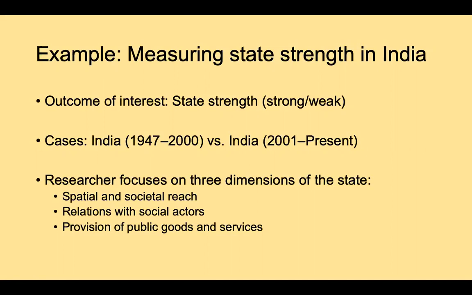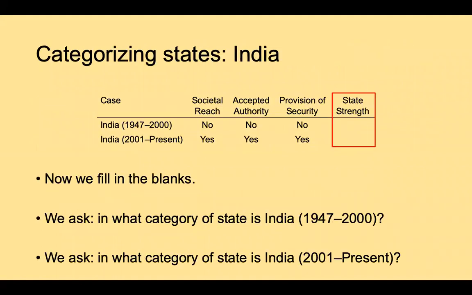So we've got then our research design, and I'm going to now show you the data or the values along the different dimensions of state strength in these two cases from India. And what we're going to do is fill in the blanks. So we ask ourselves, in what category of state is India 1947 to 2000? And in what category of state is India 2001 to present?